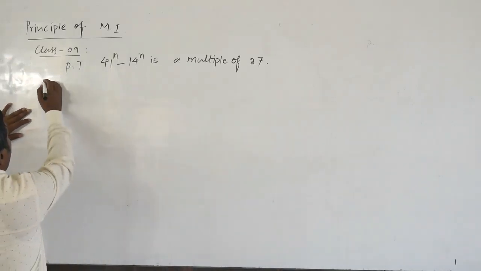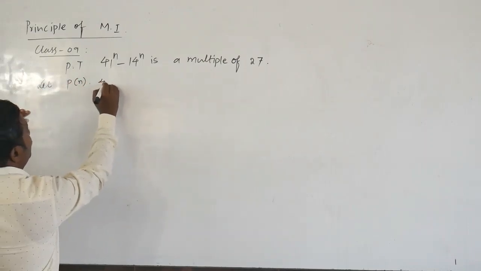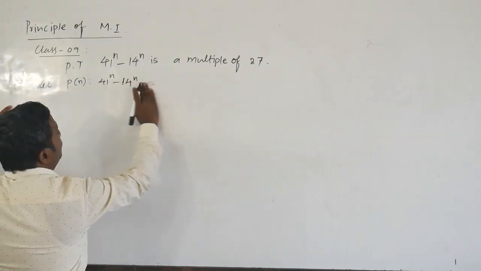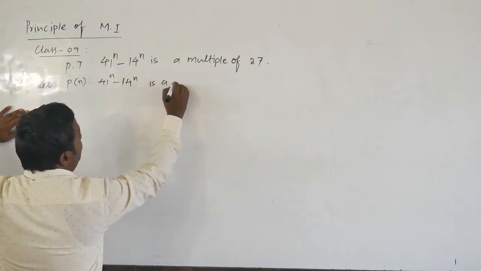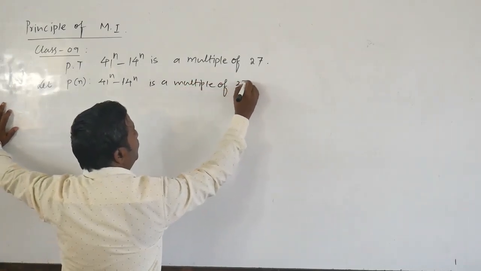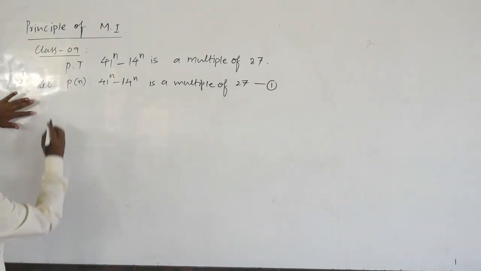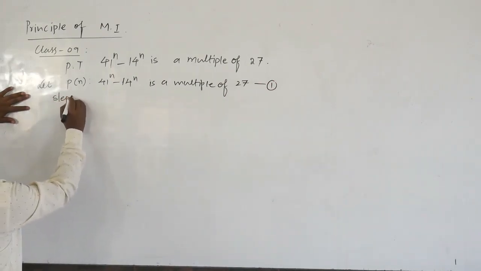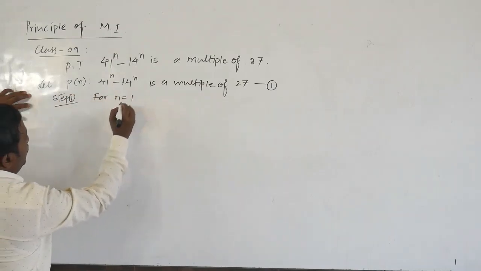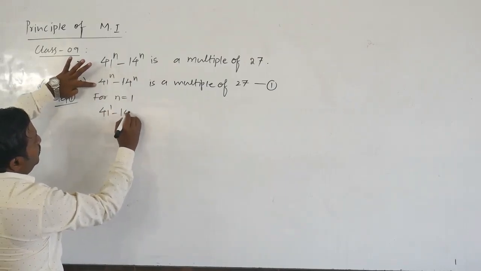So let us take the usual procedure. Let us take this as P of n: 41 raised to n minus 14 raised to n is a multiple of 27. Let us take this as statement number 1. So step 1: we have to show the statement is true for n equal to 1. So for n equal to 1, we substitute here 41 raised to 1 minus 14 raised to 1.